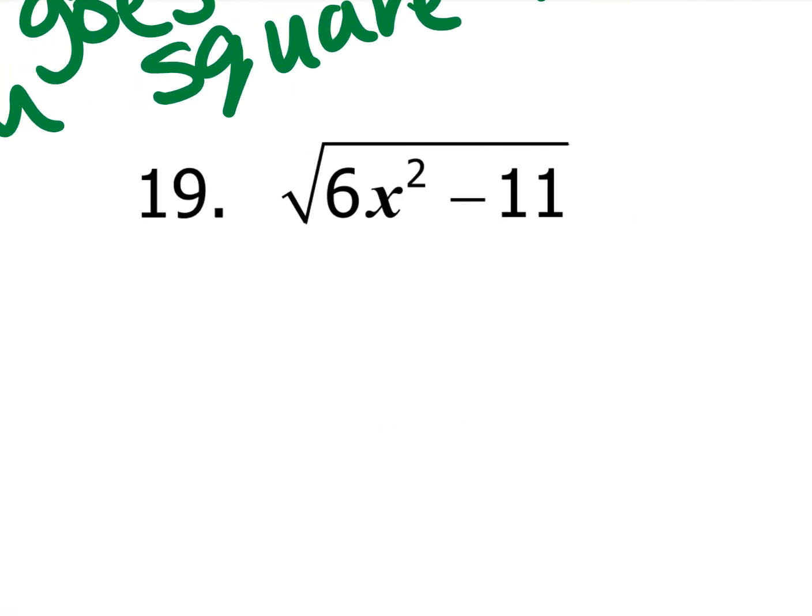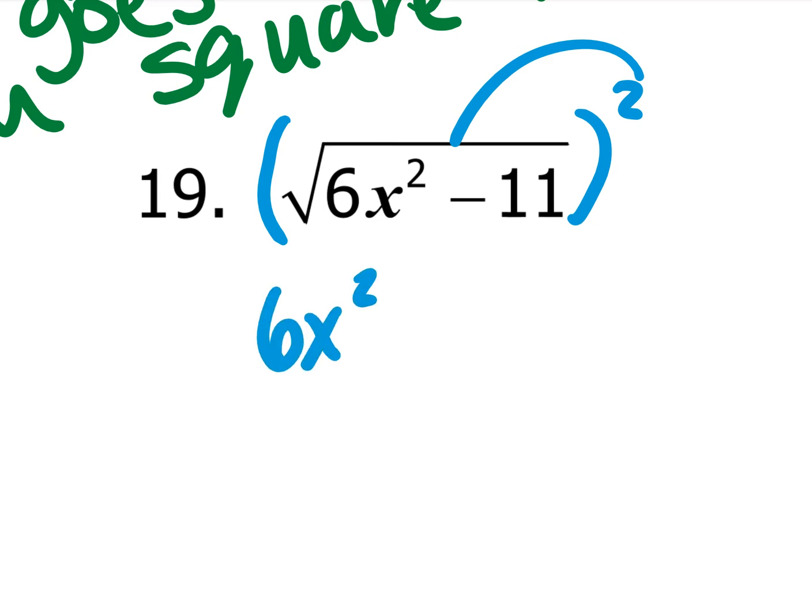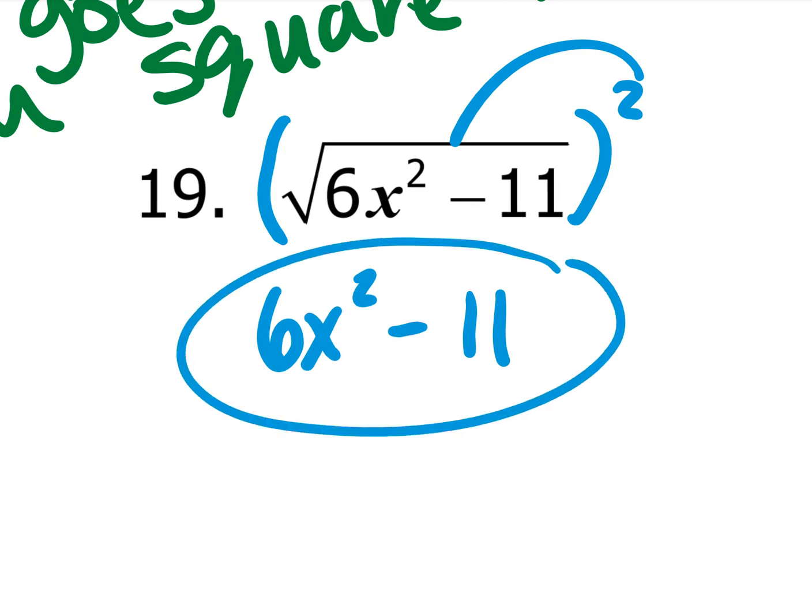Now I know 19 looks weird, but everything is underneath the square root. So when you square this, the whole square root goes away, and whatever is left inside the square root is the square itself. So 6x squared minus 11 is what's inside the square root. You're going to put that whole thing in your answer on MyMathLab. So on these ones, really easy, the square root just goes away.